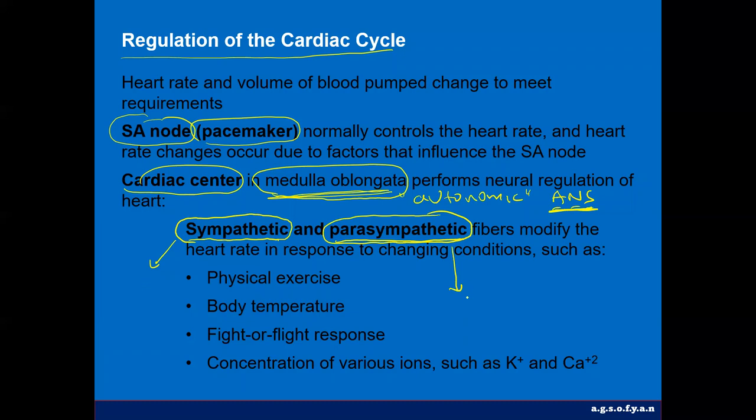So the parasympathetic division will be slowing down the heart beating, and the sympathetic division will be increasing the heart beating. These two divisions are the ones that control our cardiac muscle cycle.